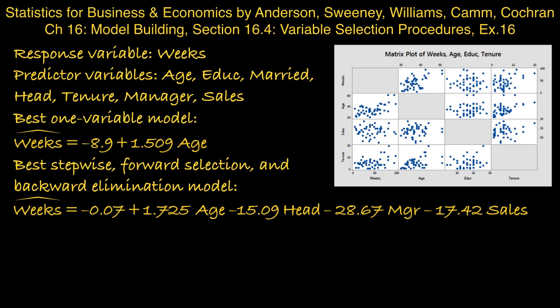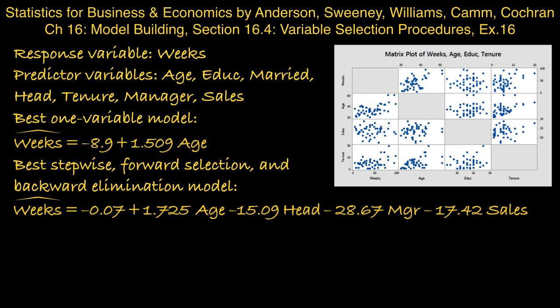Use the forward selection procedure to develop the best estimated regression equation. Use a value of 0.05 for alpha to enter. And it turns out that the best forward selection model is the same as the best stepwise model that we just obtained. So again, the same 4 independent variables, age, head, manager, and sales.